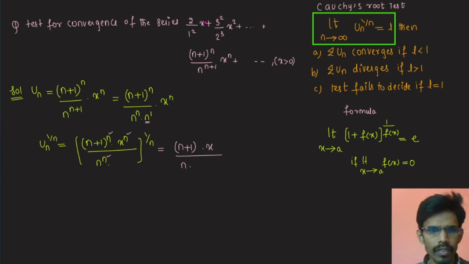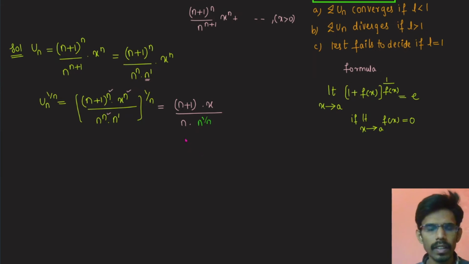Here we have n power 1 into n power 1, so that will become n power 1 by n. Correct. Now we got Un power 1 by n. Here if I take n common from here, I'll get n into (1 plus 1 by n) upon n.